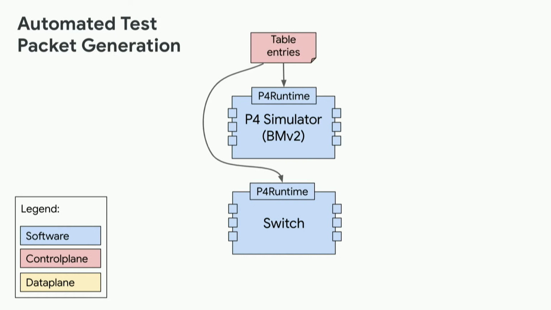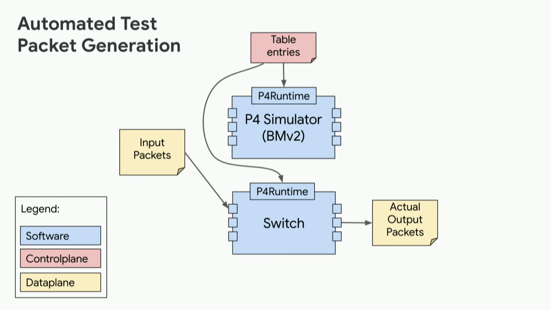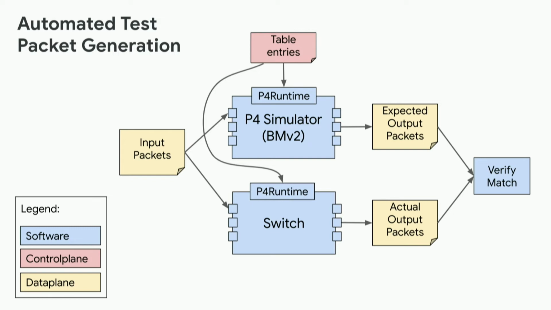We do that by first installing some set of table entries. In practice, we use production snapshots, so past table entries that we've used in production that are representative of what we want our switches to do. And we install them on both the P4 model, or the P4 simulator, BMV2, and the real switch. And then we start sending packets to the real switch and observing its output packets. And we send those same packets to the P4 simulator and get expected output packets. And then we verify if they do the same thing. If they don't do the same thing, something is wrong. And we look closer.